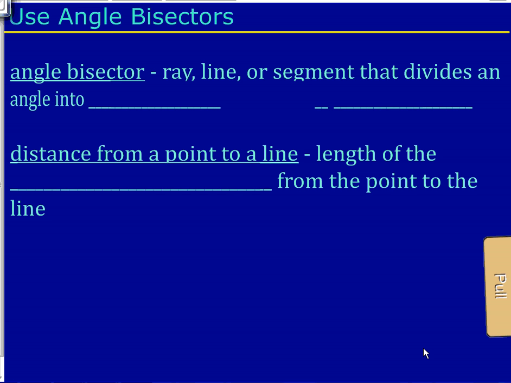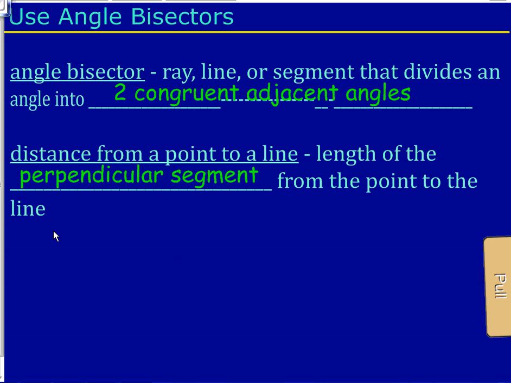In the last video, we talked about how perpendicular bisectors worked and the two theorems that coincide with perpendicular bisectors. Today we're going to be working with the same idea of the perpendicular bisectors, only using angles. So an angle bisector is a ray, line, or segment that divides an angle into two congruent adjacent angles. The distance from a point to a line is the length of the perpendicular segment from the point to the line.